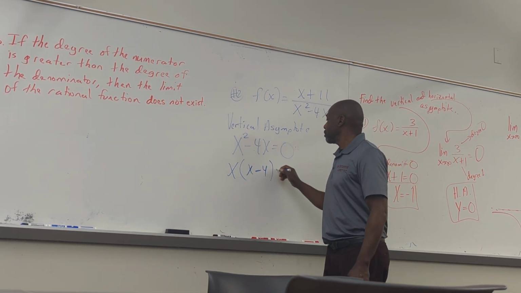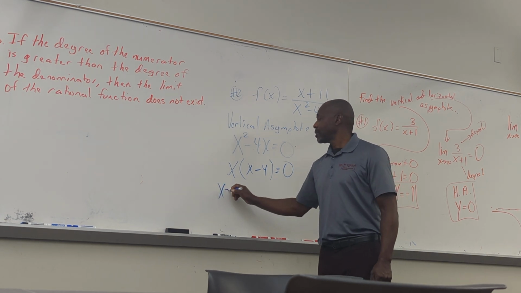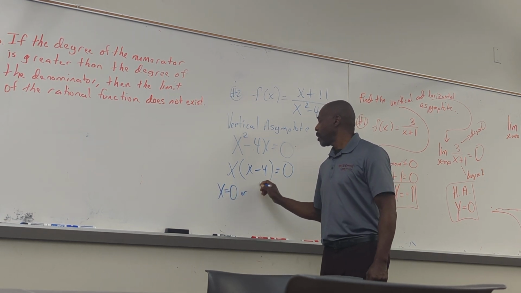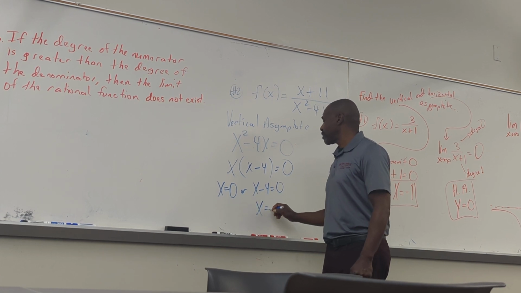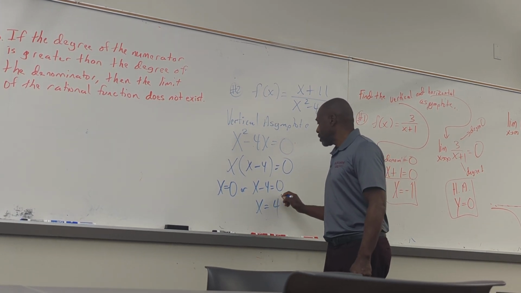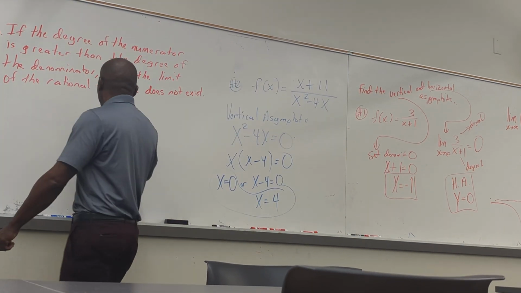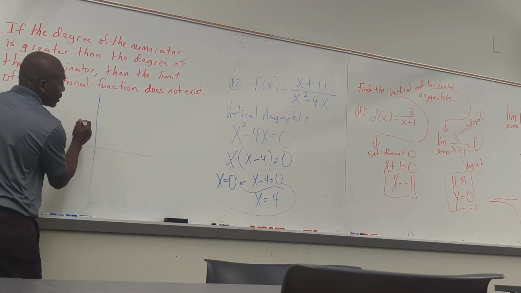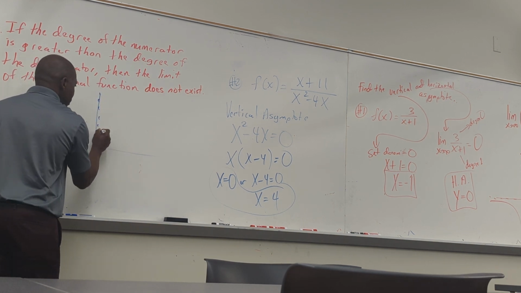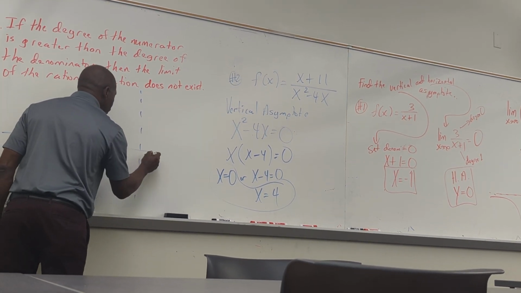Now what do you do? Set each factor to 0. So x is equal to 0, or x minus 4 is equal to 0, which means x is 4. So that means, class, this is what I know if I start sketching this graph. How many asymptotes do I have here? 2. I have one at 0, and I have one at where, class? 4.